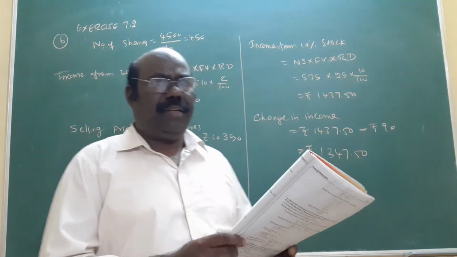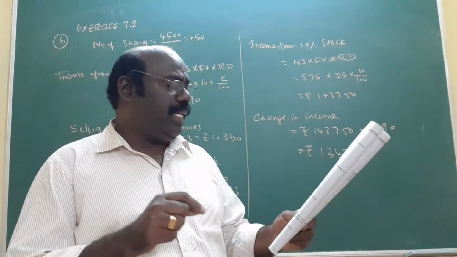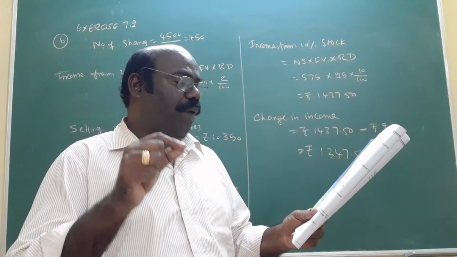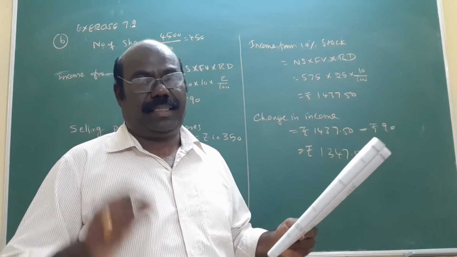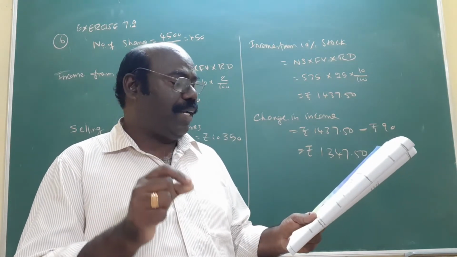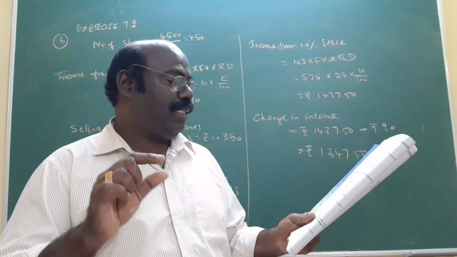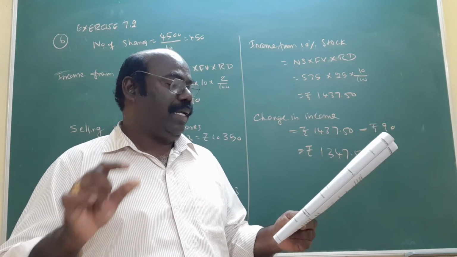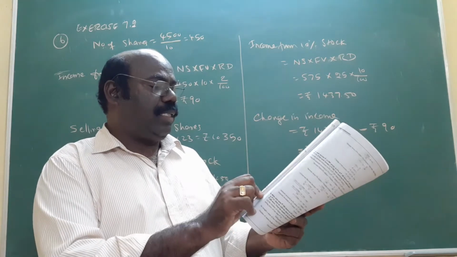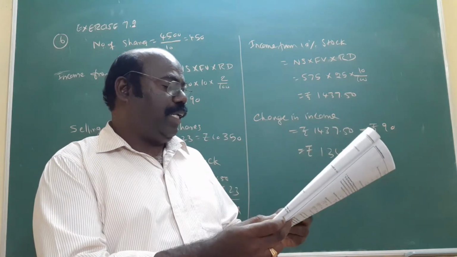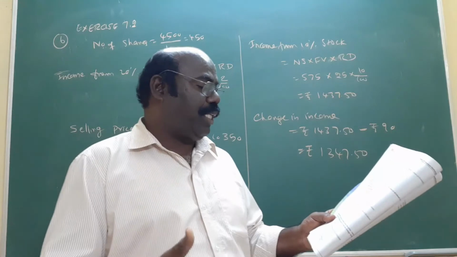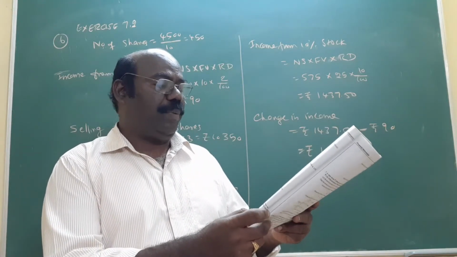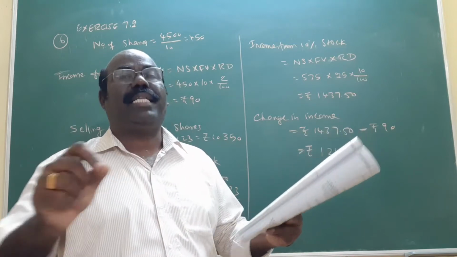Read the question clearly. Refer the book. The question is: Sundar bought rupees 4,500 at rupees 10 shares, paying 2% per annum. He sold them when the price rose to rupees 23 and invested the proceeds in rupees 25 shares paying 10% per annum at 18 rupees. Find the change in his income.